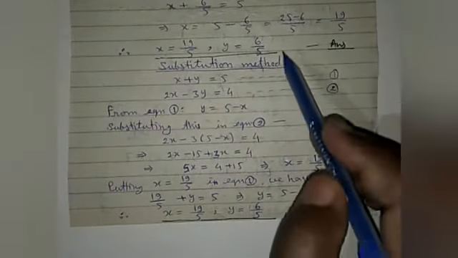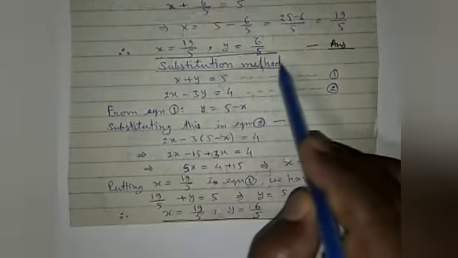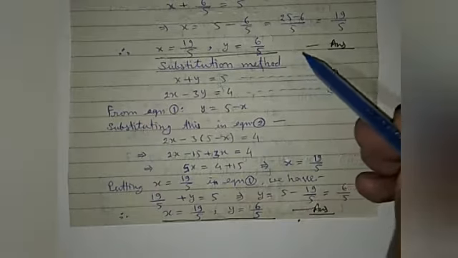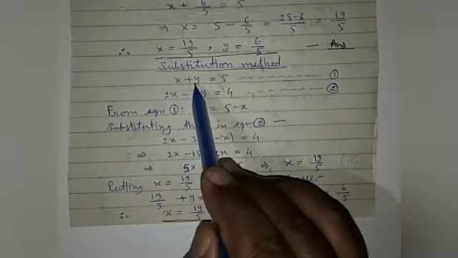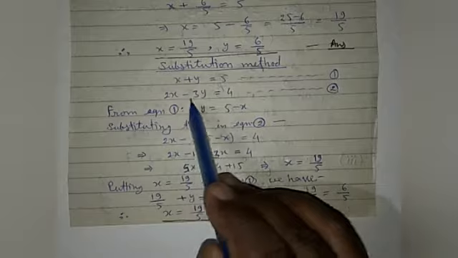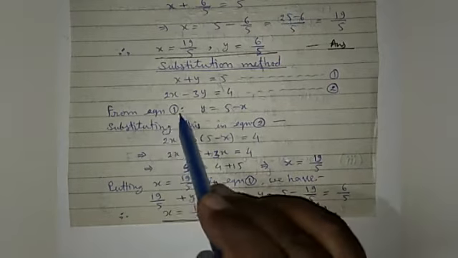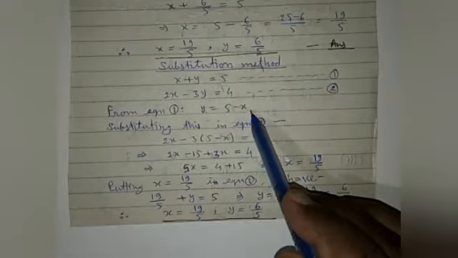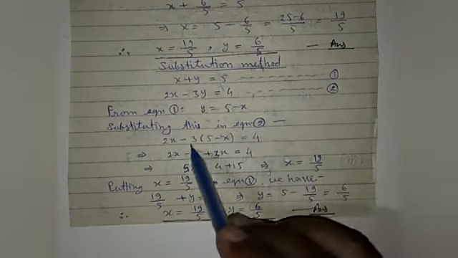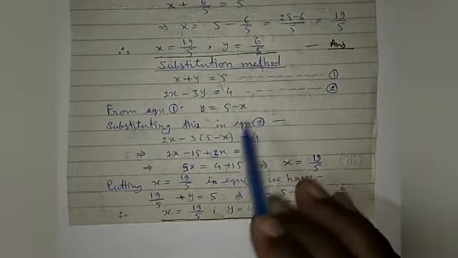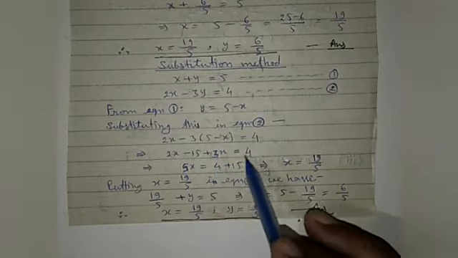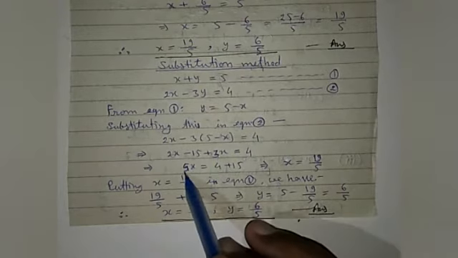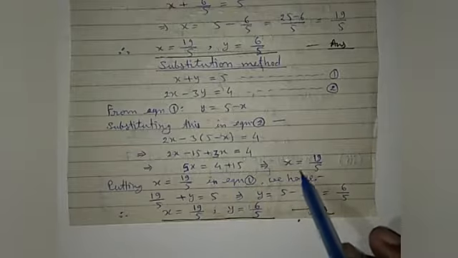Now we have to solve it by the substitution method, which we have learned in the earlier exercise 3.3. We follow the same method. Here x plus y equal to 5 is equation 1 and 2x minus 3y equal to 4 is equation 2. From equation 1 we have y equal to 5 minus x. Substituting this value in equation 2, we have 2x minus 3 into 5 minus x equal to 4. So 2x minus 15 plus 3x equal to 4. So 2x plus 3x, 5x equal to 4 plus 15, which is 19. So x equal to 19 upon 5.